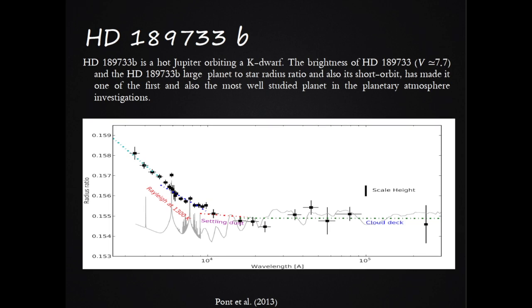Here I'm showing one of the most well-studied exoplanets, HD 189733b. Here you see the transmission spectrum obtained by HST and Spitzer and also from the ground. You see an increase in the planet radius toward shorter wavelengths, which was interpreted as the presence of Rayleigh scattering in the planet atmosphere, or in other words, the planet should have an atmosphere with a blue sky.